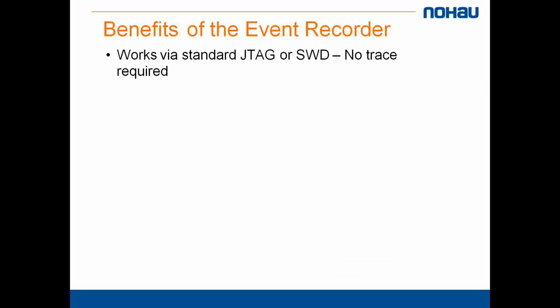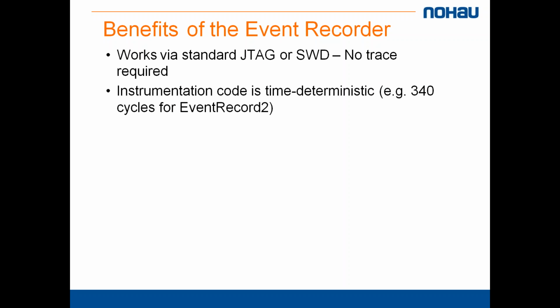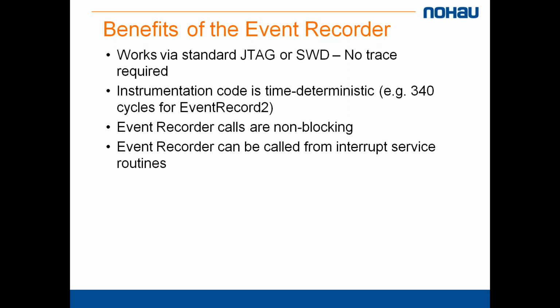So the benefits. It works via standard JTAG or serial wire debug, so no trace is required. So this means it works with every Cortex-M device that's out there. Instrumentation code is time deterministic. So it takes around 340 cycles for the event record 2 to complete, and this is next to nothing for a modern Cortex-M device. The event recorder calls are non-blocking, which is very good, and the event recorder can be called from an interrupt service routine.